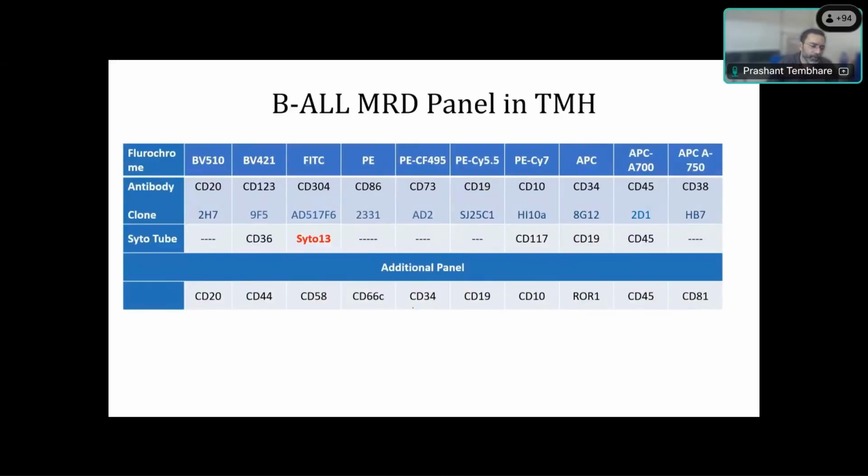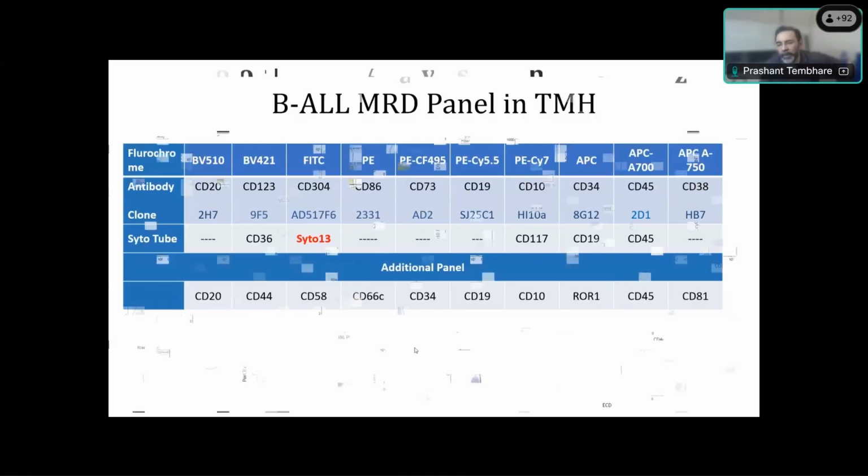Now here I'm just showing you what panel we used to use. We were using it in Tata Hospital. This is 10 color. Now we are using 12 color. So the markers which are there, you can see CD10, CD19, CD34, CD45, CD38, CD20 as backbone markers. And we have three additional markers which act as aberrant markers like CD73, CD86 and CD30. Right. Some of the additional markers that can be used are CD81, CD44, CD58, CD66, which can also be used as aberrant markers.